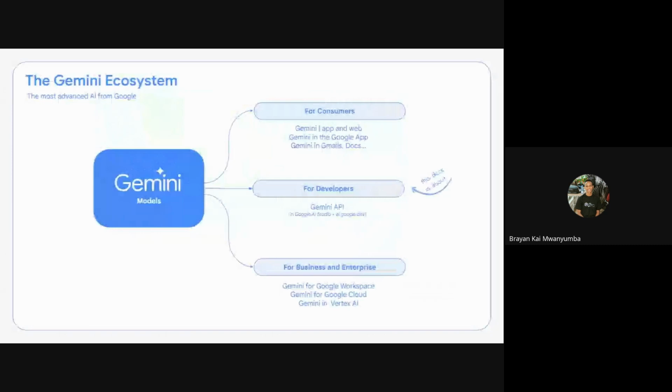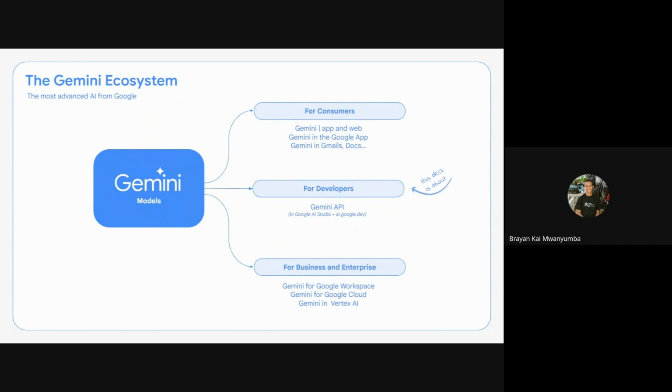So now let's look at the Gemini ecosystem. I already explained the models that we have and the sizes that we have. And now we want to understand the ecosystem. What does Gemini provide to you that you can build with AI? So for consumers, like someone who doesn't want to understand the technical bit of it, we have the Gemini app and web. You can find it in the Google App Store, and you also have Gemini in Gmail, Google Docs. If you want to create anything in Google Spreadsheets, you can use that. So this is the consumer end.